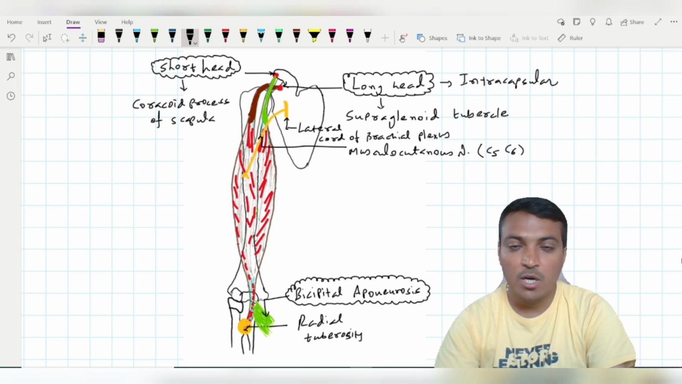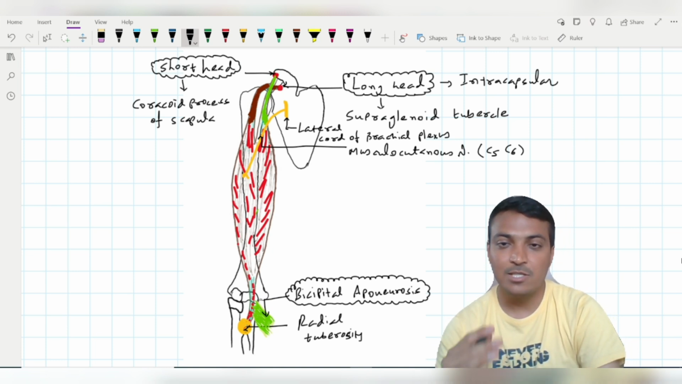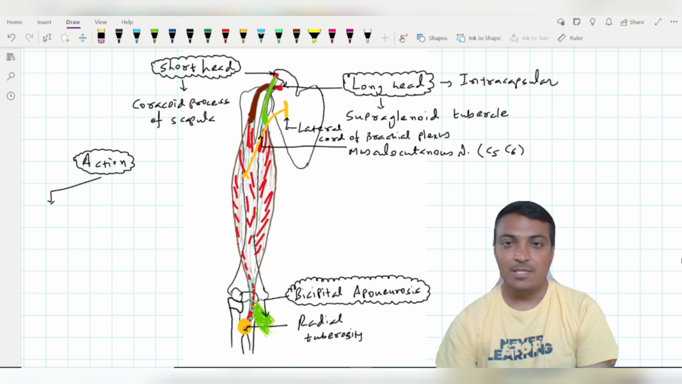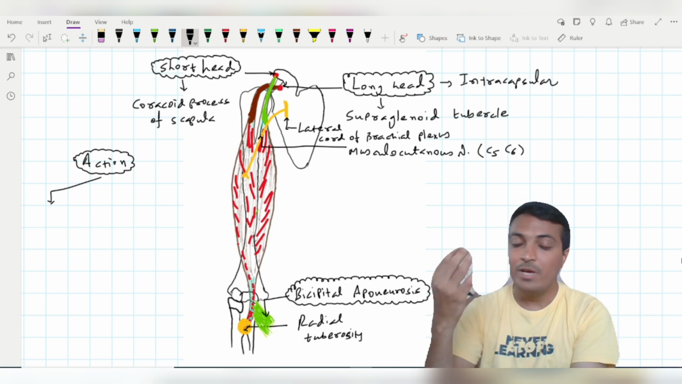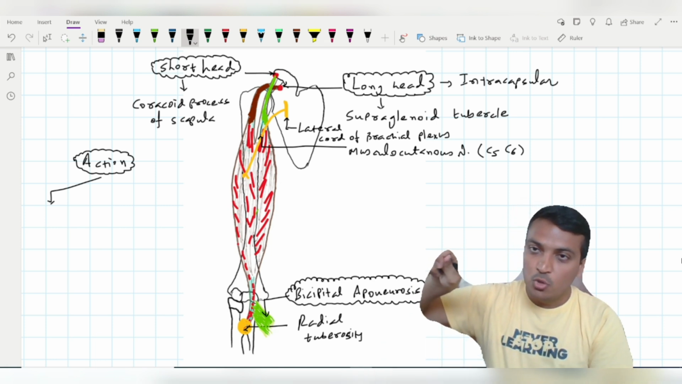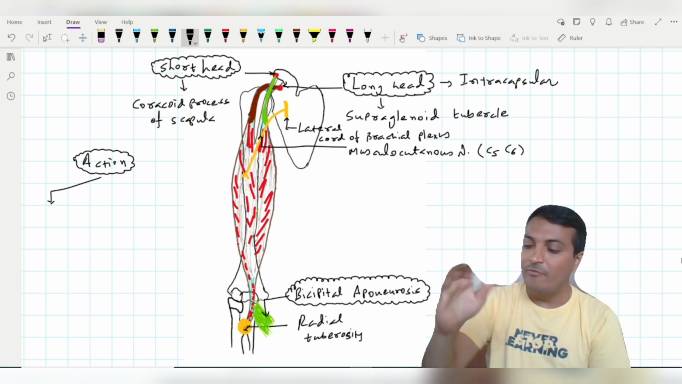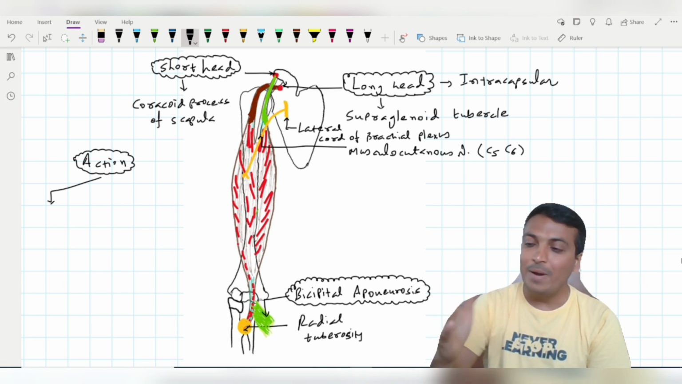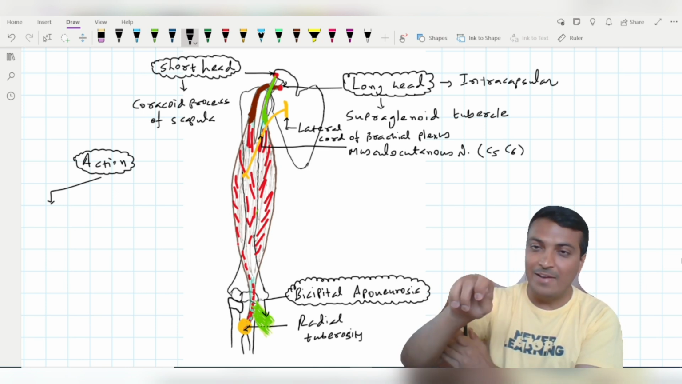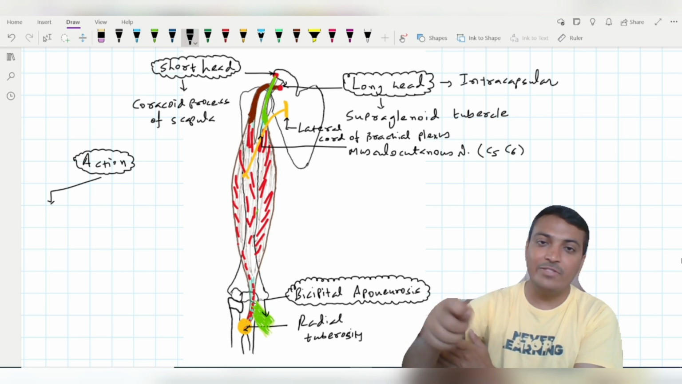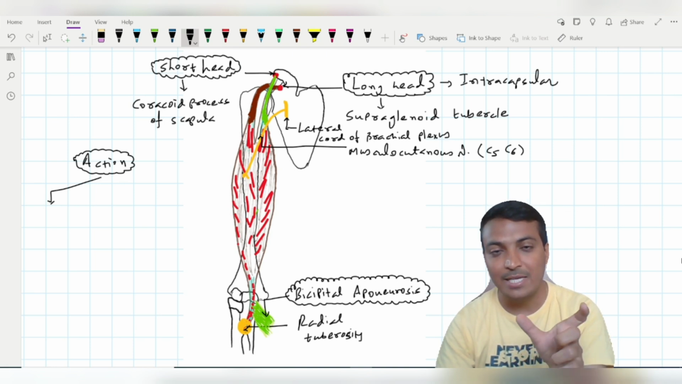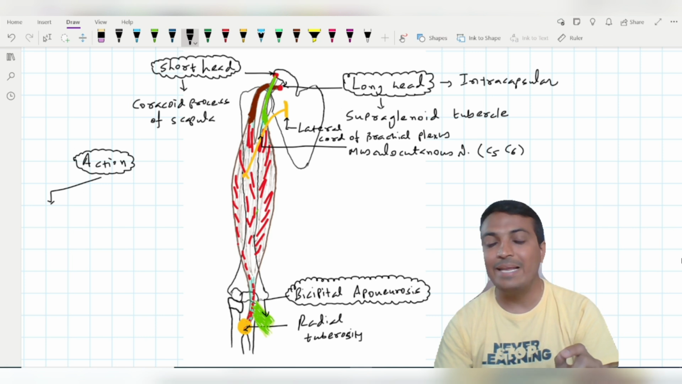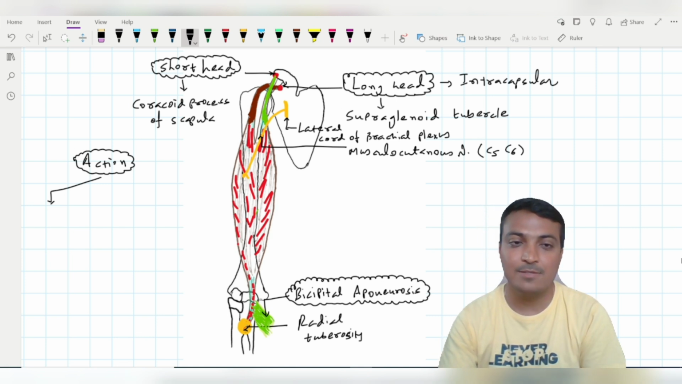Now let's move on to the most important part of this muscle, and that is the action of this muscle. When we see the action of this biceps brachii muscle, it is the chief supinator at the time of elbow flexion. So at the time of the screwing movement, supination of the forearm is responsible, and this supination at the time of elbow flexion is the action of the biceps brachii muscle. So whenever the examiner asks you in the exam what is the action of the biceps brachii muscle, the first answer should be that it is the chief supinator at the time of elbow flexion.